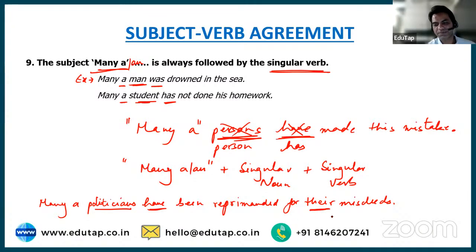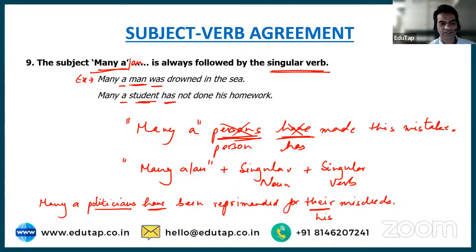But Chitanshu, it should not be its. It should be his. Its is used for non-living objects. It should be his. Very good, Nekta. Very good, Swarnim. So many a politician has been reprimanded for his misdeeds. So that should be the correct sentence here. Very good. Got it, guys?